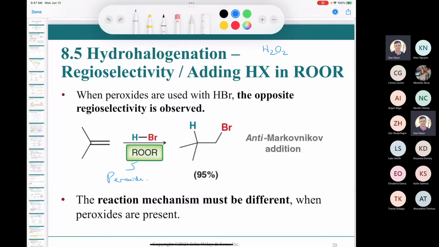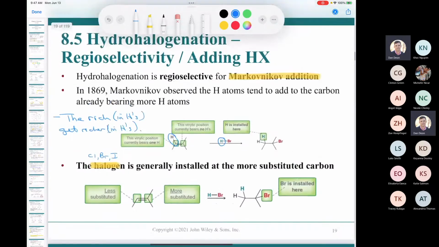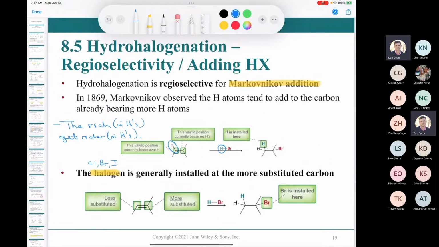Now the rich don't get richer. Check it out. This carbon is richer in hydrogens, and this is now the one that's going to take on the halogen. So we call that anti-Markovnikov addition. Now, if we end up with a different regioselectivity, what that tells you is that the mechanism must be different. This is a mechanism that we cover at the very end of the course, in section 10.10, the last week or second to last week of class. However, in this chapter, we're going to cover the mechanism of Markovnikov addition in detail.